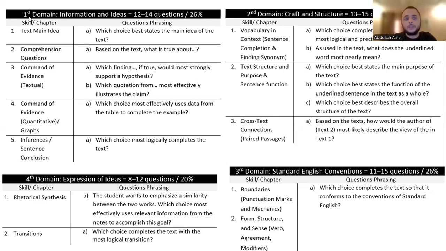So for example, under the first domain, we have text main ideas, comprehension questions, command of evidence textual, command of evidence quantitative, and this is going to be today's lesson, inshallah. We'll have a demo lesson together on command of evidence quantitative, or using graphs as quantitative evidence, and finally inference. Domain 2 has these sub skills, domain 3 has these sub skills, and finally domain 4 has these sub skills.